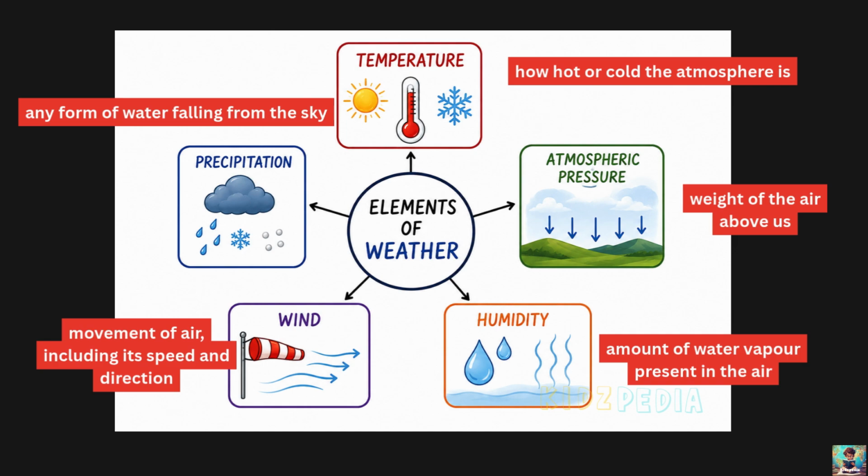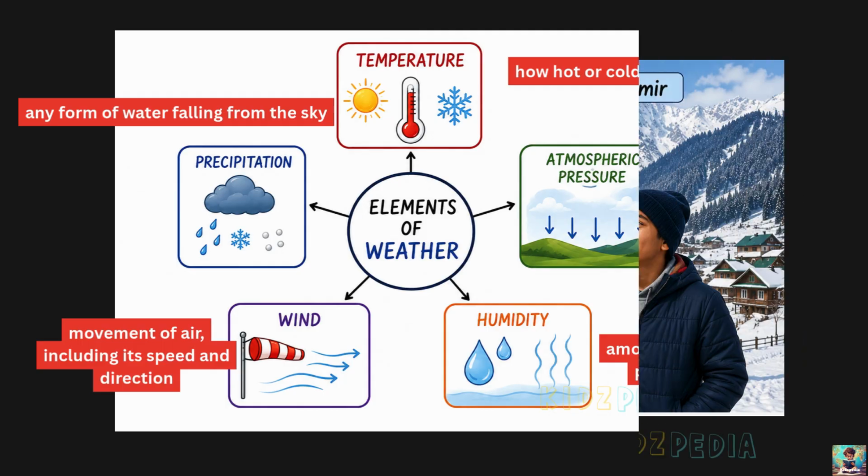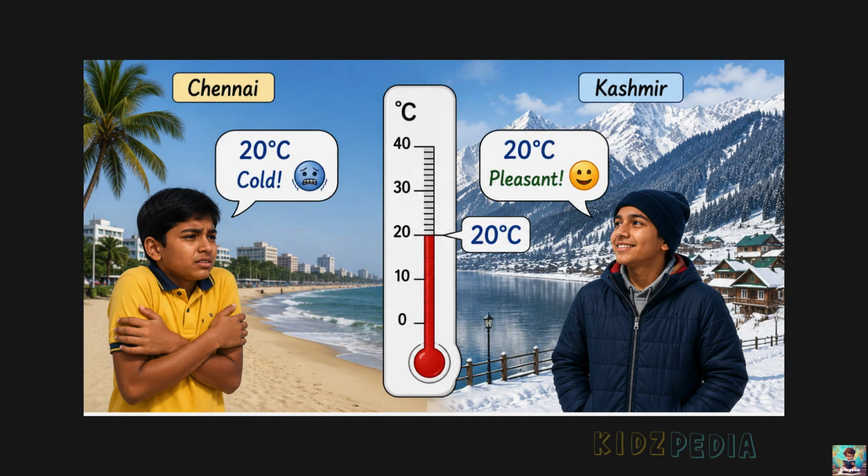And we need a common standard to measure weather. Let's say Krishnan lives in Chennai while Amir lives in Kashmir. Krishnan says it's very cold here today, but Amir may not understand how cold it is actually. For Krishnan, 20 degrees Celsius may feel cold, but for Amir, it may feel pleasant. So, simply saying it is cold is not enough. We need a common standard.